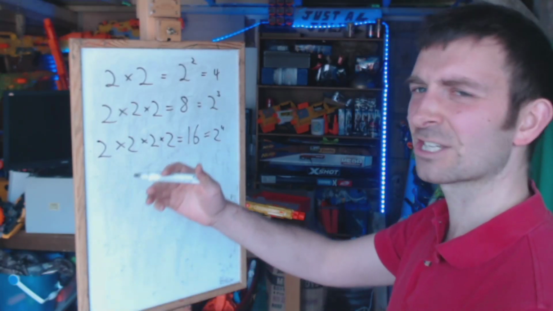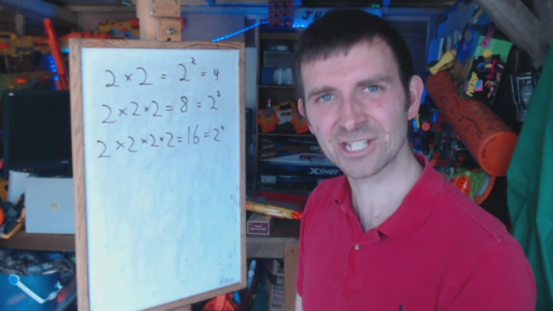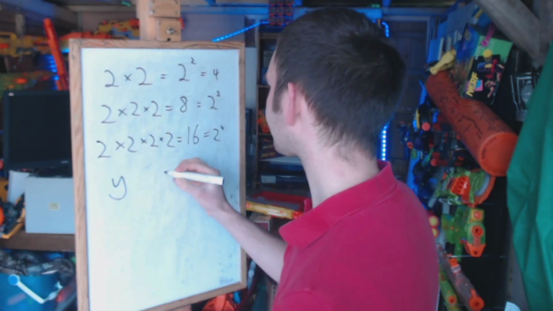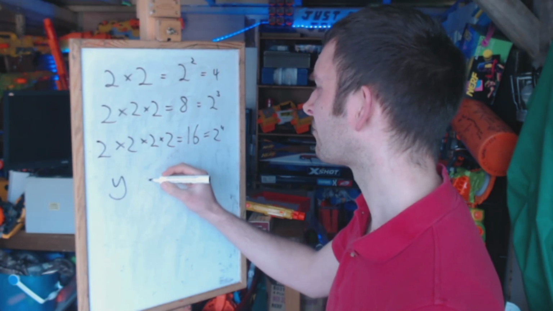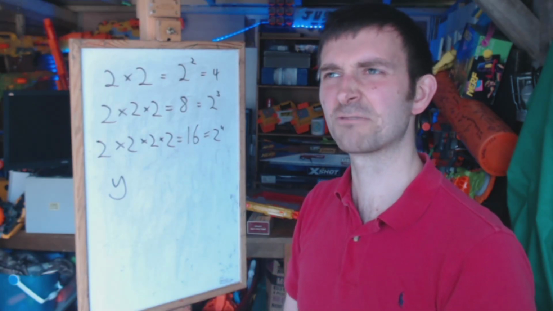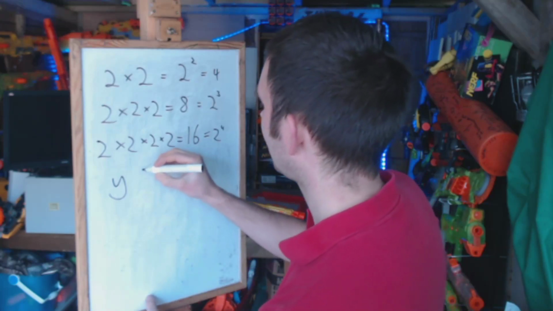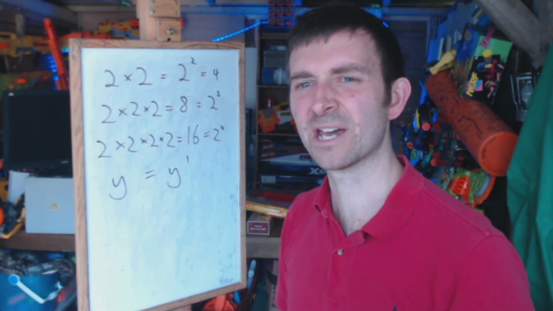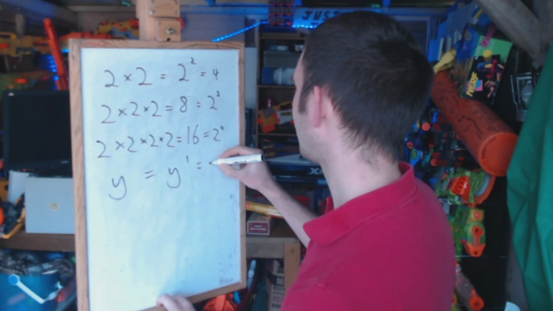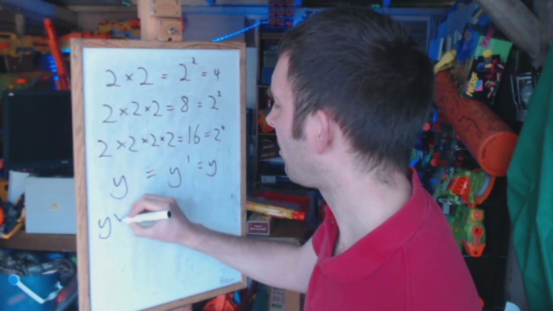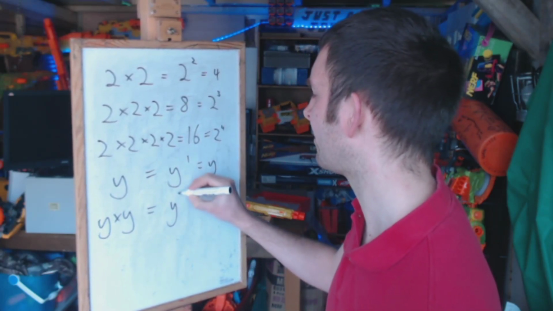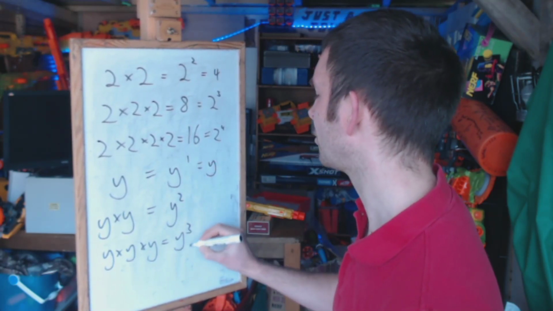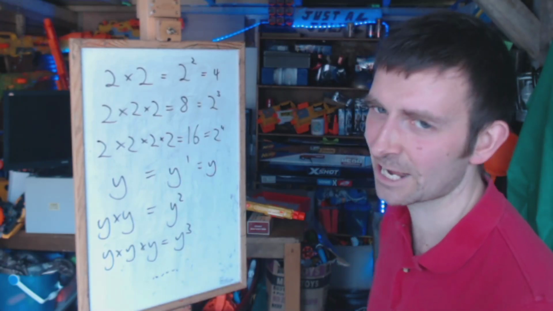Now, we're not only restricted to numbers here, we can also use letters, which is what we love to do in algebra. So let's have y. Why not? So y just by itself, y times 1, if you like. We could also write y to the power of 1 there, because it's just y, and that'll just be y. What about y times y? Well, you're probably seeing the pattern by now. We've got y squared, y times y times y. Now you've got y cubed, and you get the idea. That's exactly how it works.